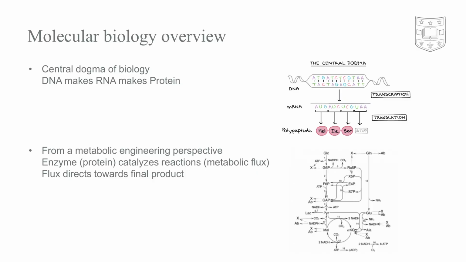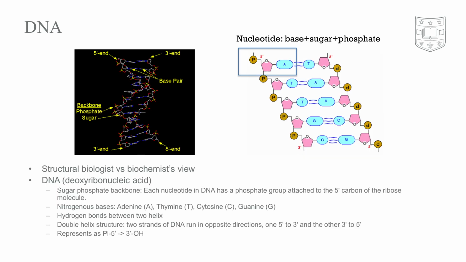Molecular biology centers around the central dogma, which explains how genetic information flows from DNA to RNA and ultimately to proteins. This process involves transcription, where DNA is transcribed into messenger RNA, and translation, where the RNA sequence is decoded into a protein. From a metabolic engineering perspective, enzymes play a crucial role. They catalyze biochemical reactions, driving metabolic flux toward desired final products. This understanding bridges molecular biology with practical applications in metabolic pathway design.